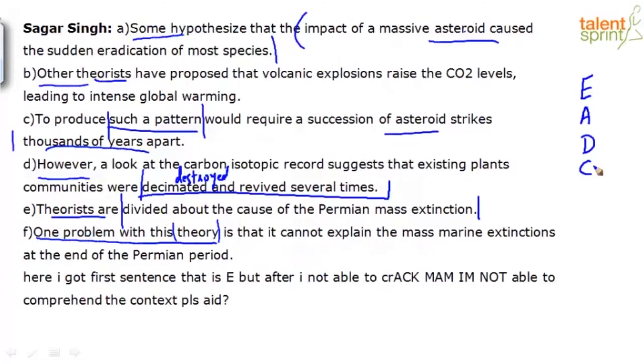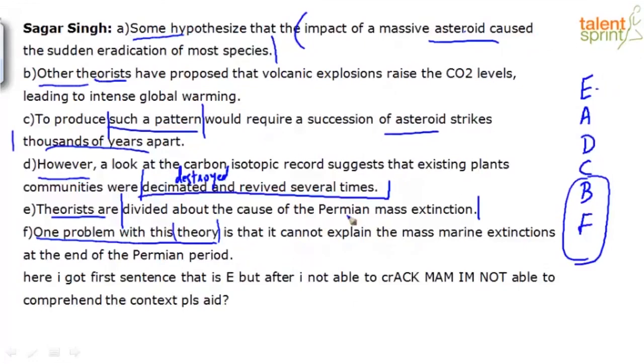Other theorists have proposed that volcanic explosions raise the carbon dioxide levels, leading to intense global warming. That's B. What's left? One problem with this theory is that it cannot explain the mass marine extinctions at the end of the Permian period. Now for B and F to follow as a sequence, why is it BF? Because in B it's saying volcanic explosions raise the carbon dioxide levels leading to intense global warming. If you understand a little bit of general knowledge, usually carbon dioxide dissolves in the seawater.